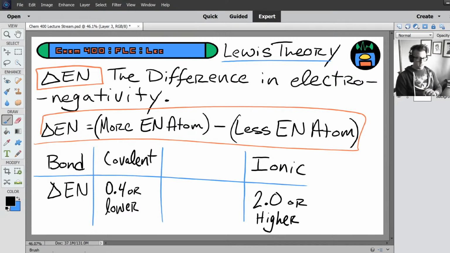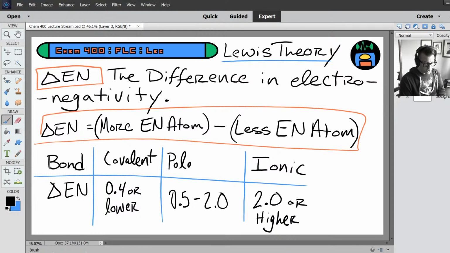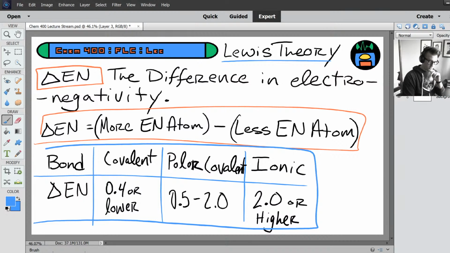So you may be going, okay, 0.4 or lower, covalent, 2.0 and higher, ionic. What happens when the difference in electronegativity lies between 0.5 and 2.0? In this instance, it forms a special type of covalent bond that's called polar covalent. We will spend a lot more time talking about polar covalent bonds later, once we're done discussing VSEPR theory.